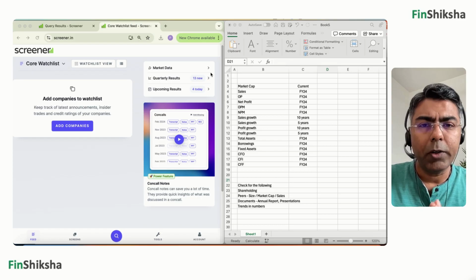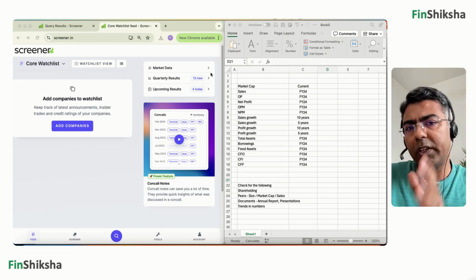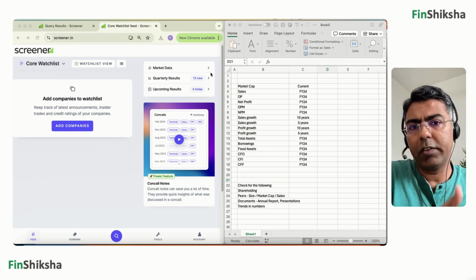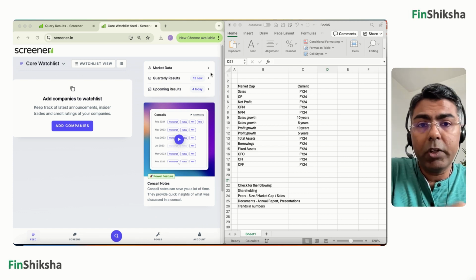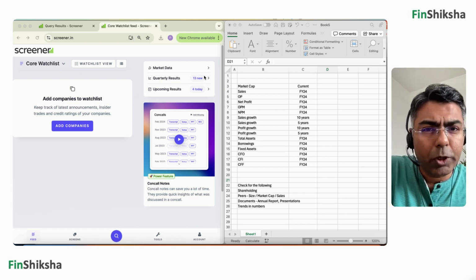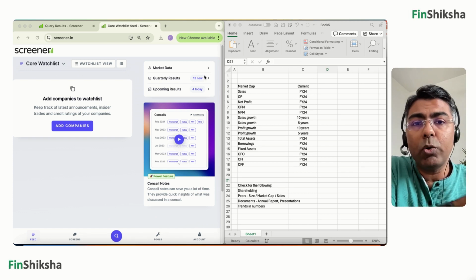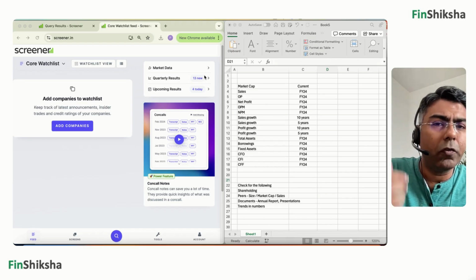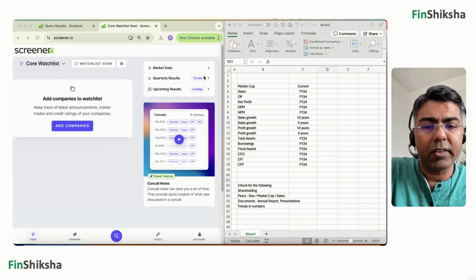So we'll get right into it. What I'll do is I'll do this side by side. So on one side of the screen you'll see the Screener, and on the other side you'll see the Excel file, where we'll just punch in some data points about a particular company, and then maybe the same about a competitor as well, just to get a sense of how you go about this exercise, right?